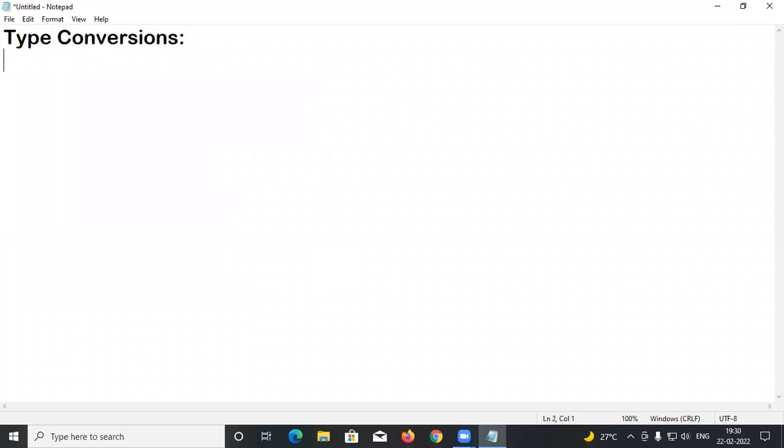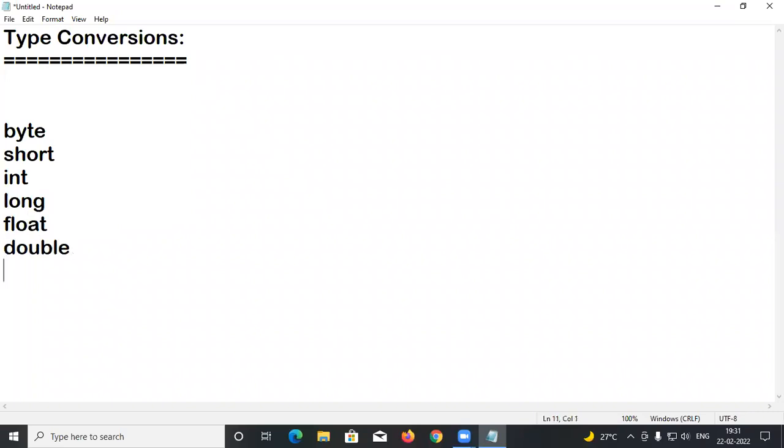Type conversions. Just the type conversions heading only, write it. Now, don't write all these. Now, don't write. How many primitive data types are there? 8. What are those? Byte, short, int, long, float, double, char, Boolean.